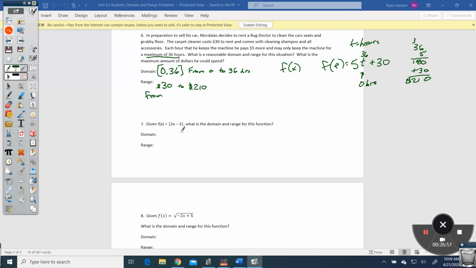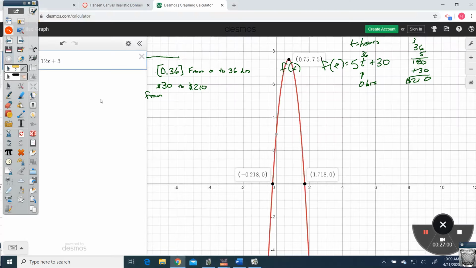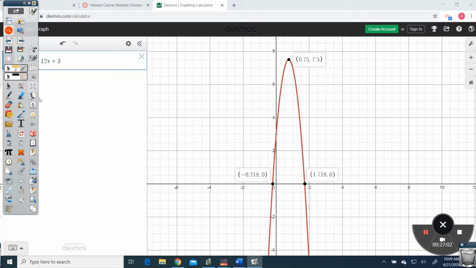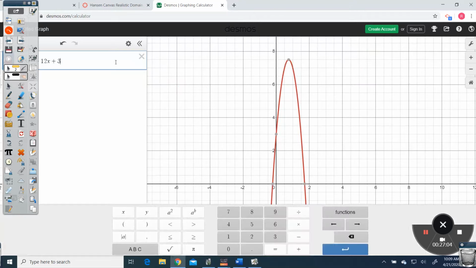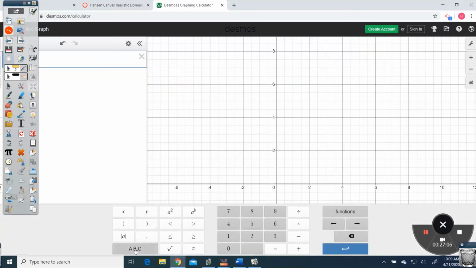Now on question number 7. So the absolute value of 2x minus 3, if we graph that, well, let's graph it so you guys can see it. Let's go to Desmos. And then I'll show you on the other one as well. Desmos, let's clear this off. Absolute value, 2x minus 3. So there it is.